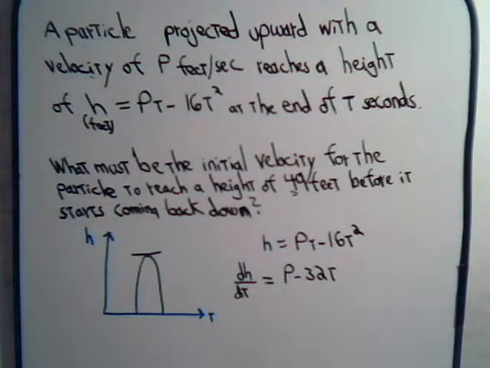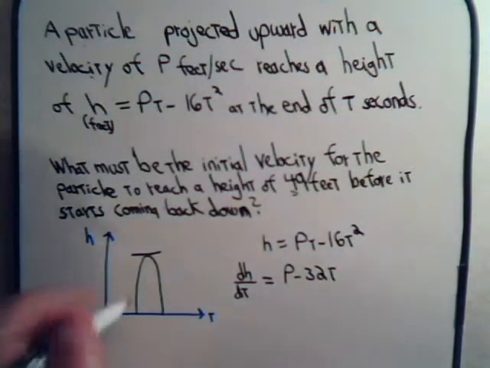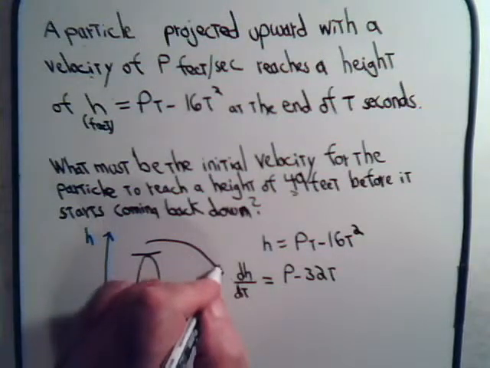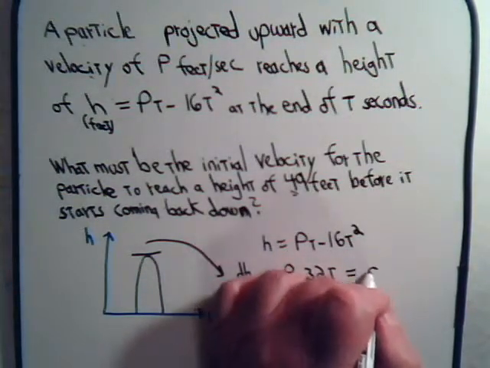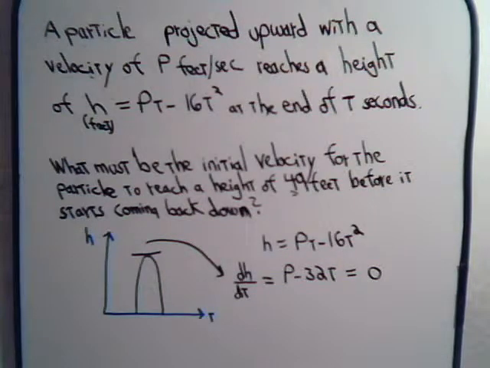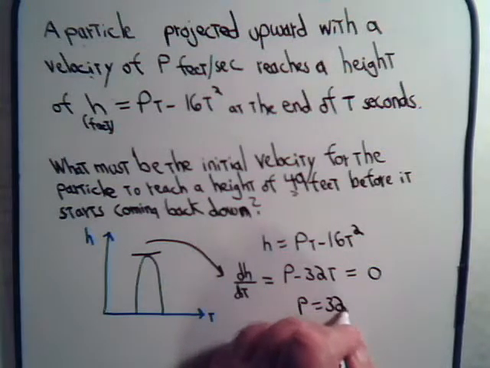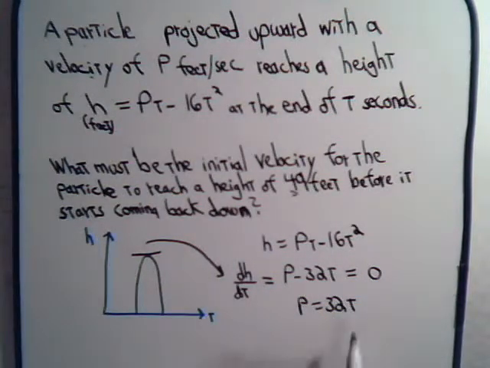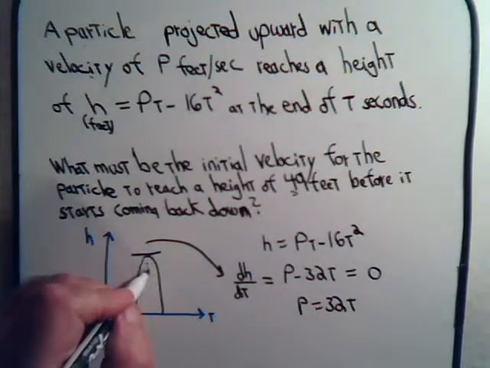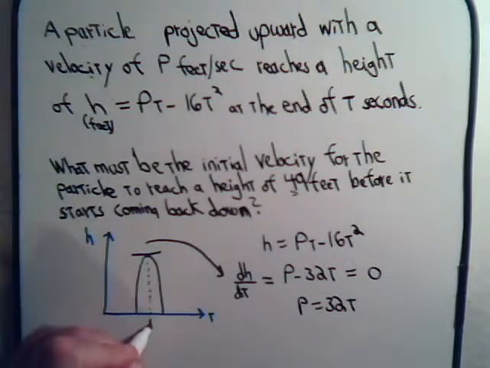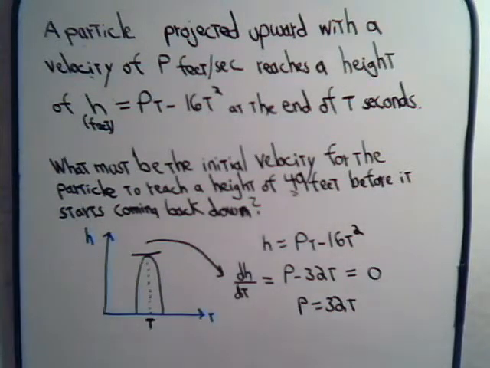And when it reaches this turning point right here, that is equal to 0. That is saying then that p equals 32 times t. Now what is t? t is this value of t right here. Whatever time it takes to reach that maximum height, that time multiplied by 32 is equal to the initial velocity.